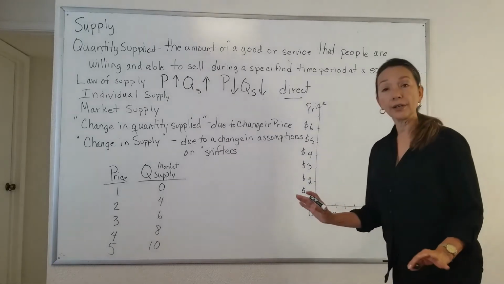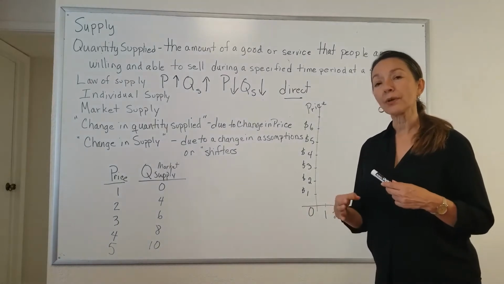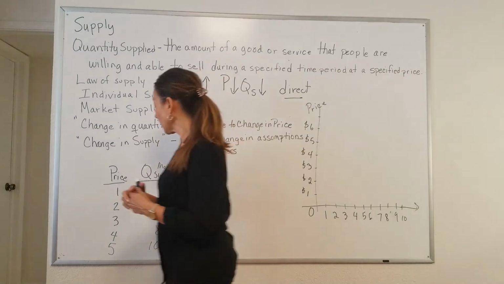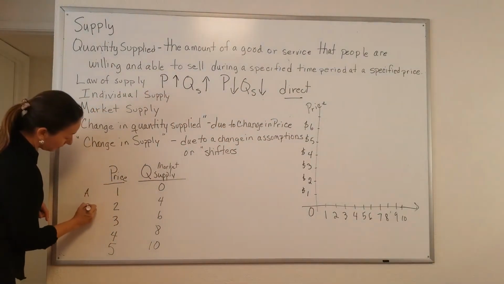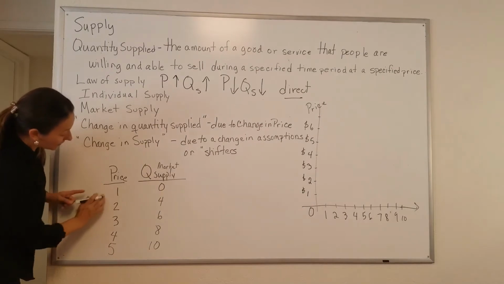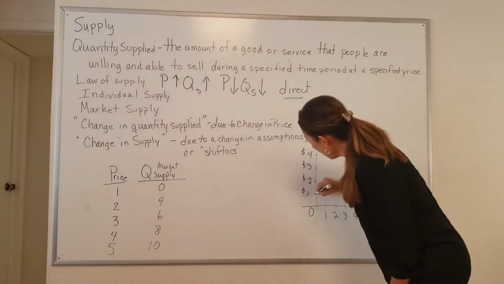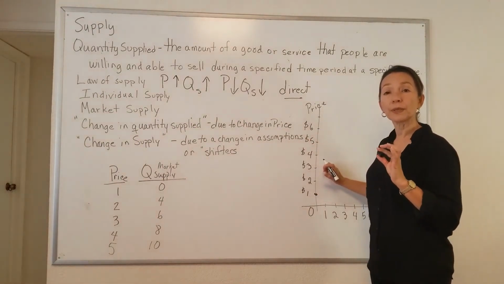Okay, and now I can graph my supply curve. We graph the supply curve in a similar manner to graphing the demand curve. Well, let's just go ahead and graph this out. So $1, 0 market supply. So at a price of $1, 0 ice creams will be supplied.